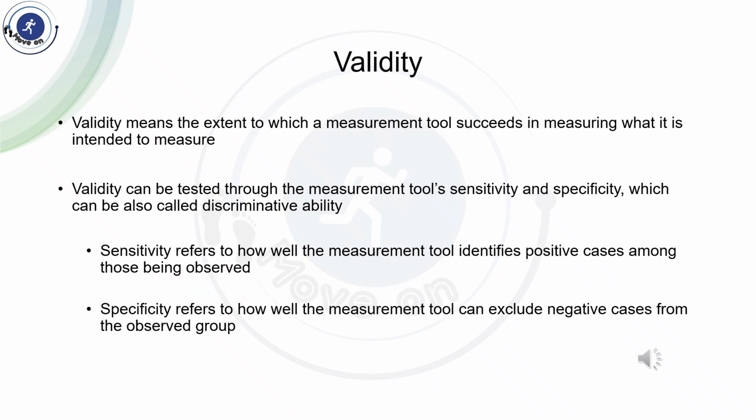Validity means the extent to which a measurement tool succeeds in measuring what it is intended to measure. Validity can be tested through the measurement tool's sensitivity and specificity, which can also be called discriminative ability. Sensitivity refers to how well the measurement tool identifies positive cases among those being observed. Specificity refers to how well the measurement tool can exclude negative cases from the observed group.